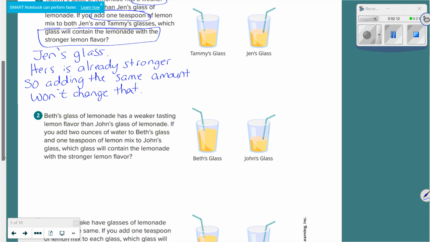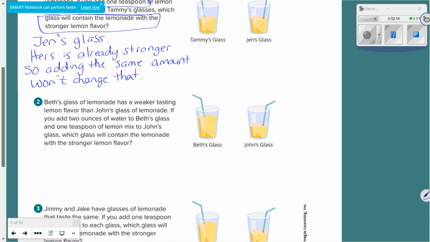All right. Beth's glass of lemonade has a weaker tasting lemon flavor than John's glass of lemonade. If you add 2 ounces of water to Beth's glass and 1 teaspoon of lemon mix to John's glass, which glass contains the lemonade with the stronger flavor? Who thinks it's Beth's? Who thinks it's John's? Who can tell me why? Diana?